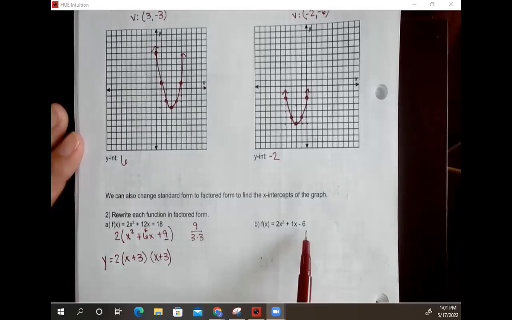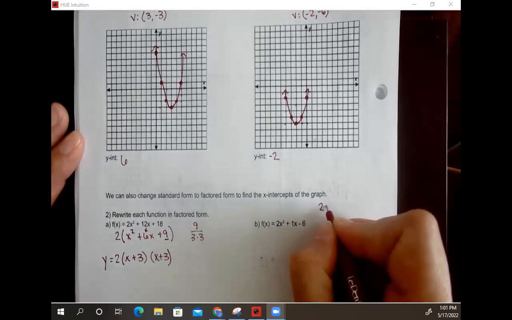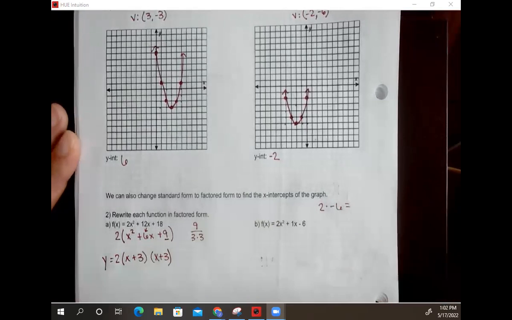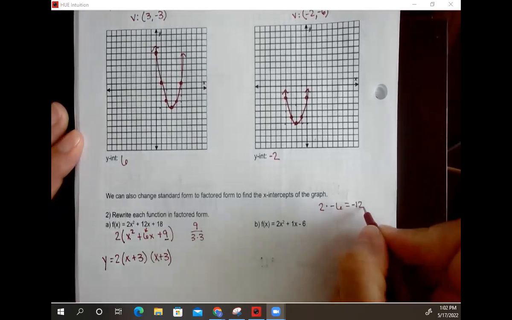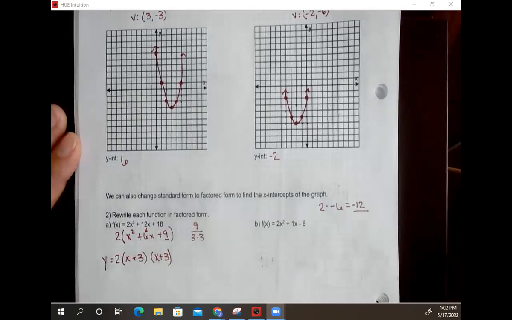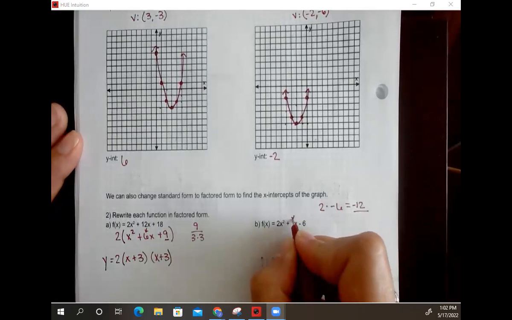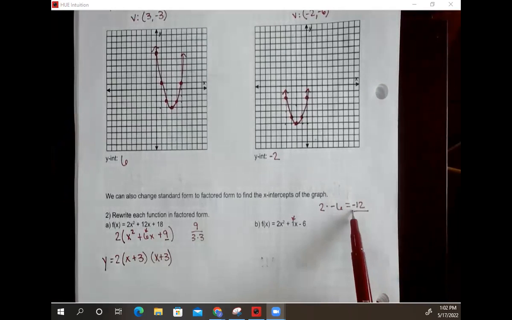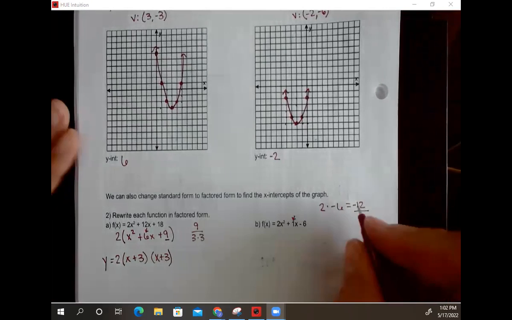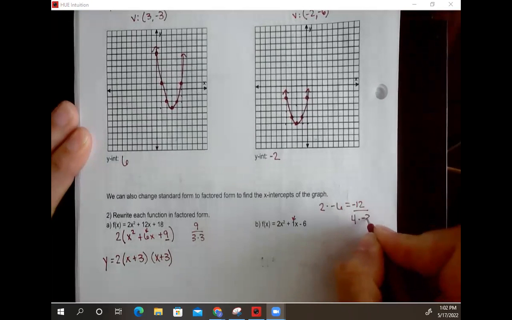So I'm going to take my A and my C values and multiply them together. Be careful with your sign. Okay, this is -6, so I need to make sure that sign stays in there. 2 times -6 gives me -12. Now I want factors of -12 that add to +1. 4 times 3, one of them's got to be negative, what do you say? -3, good. 4 times -3.